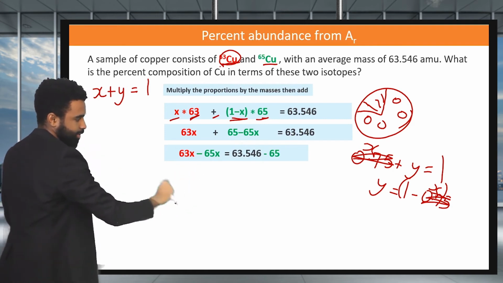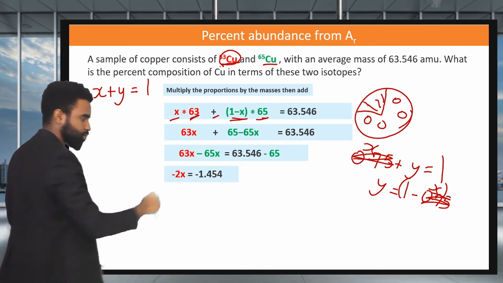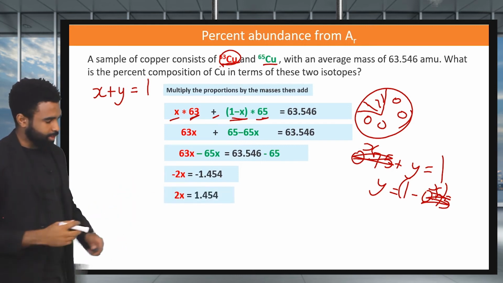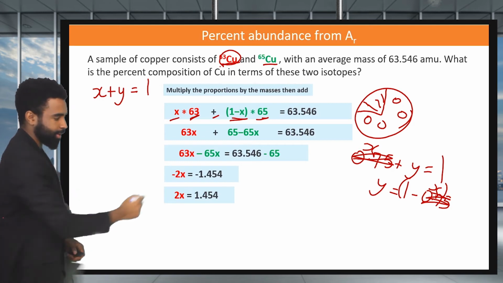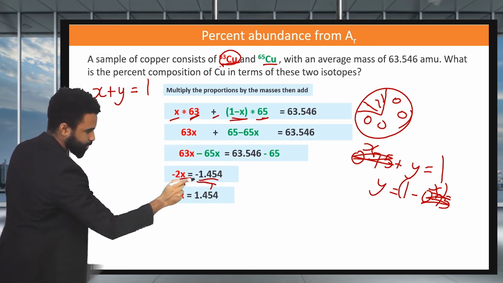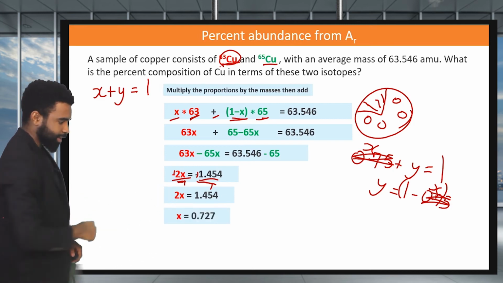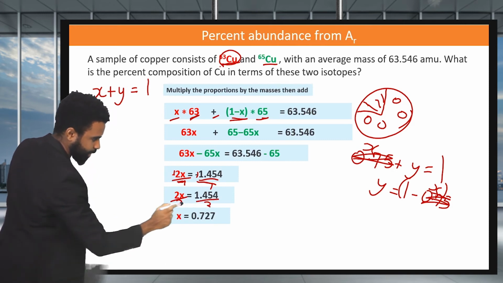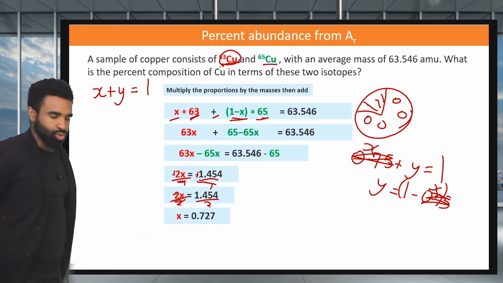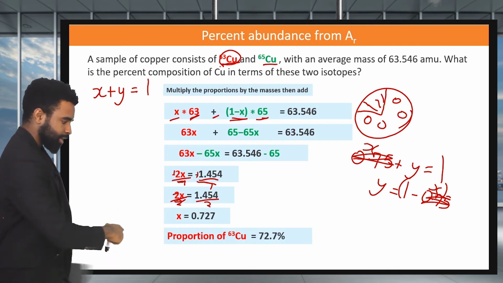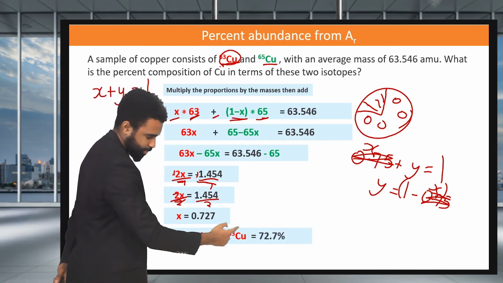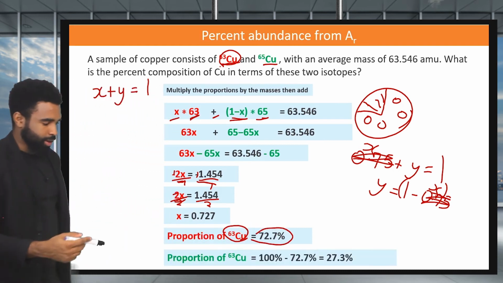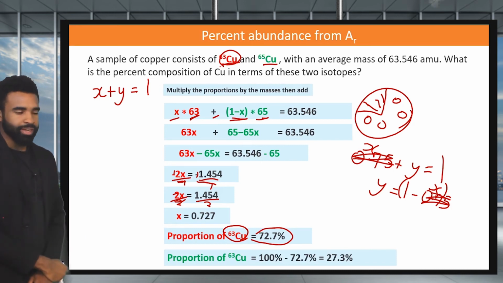And what does this give us? This gives us minus 2x. What does that give us? Minus 1.454. You can get that from your calculator. These are negative numbers. We can change the sign by dividing both sides by minus 1, so the minus will cancel the minus. And then we divide both sides by 2, and that will give us 0.727. We convert that to a percentage, and we're given that the proportion as a percentage of copper 63 is 72.7%. And for the other one, we just subtract that value from 100.